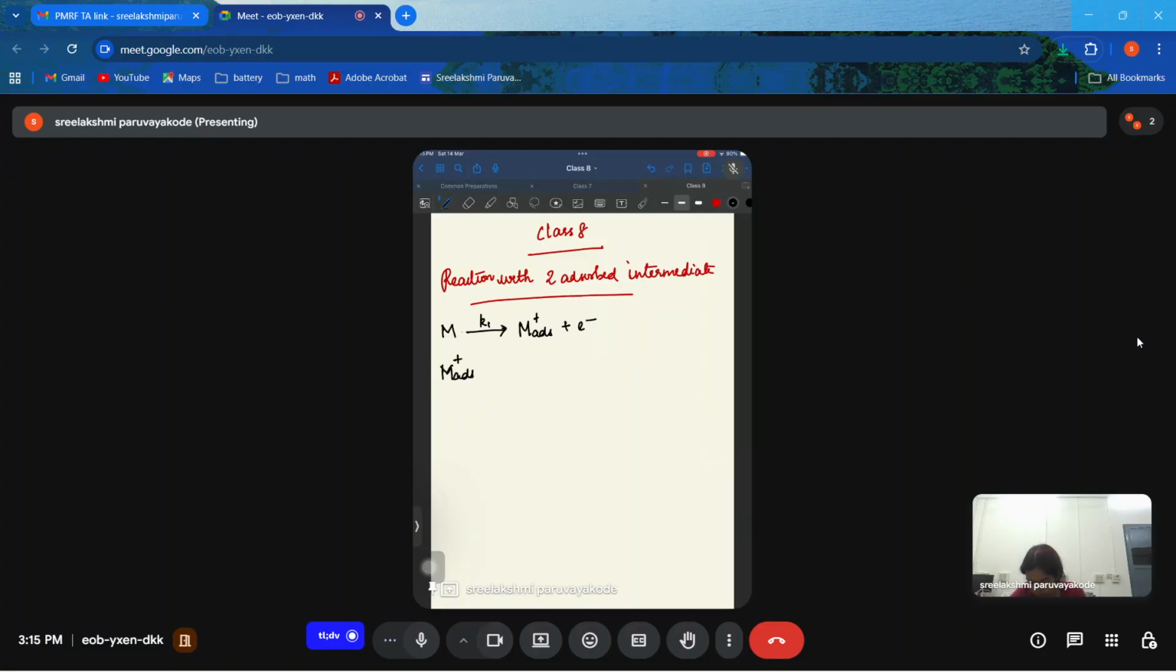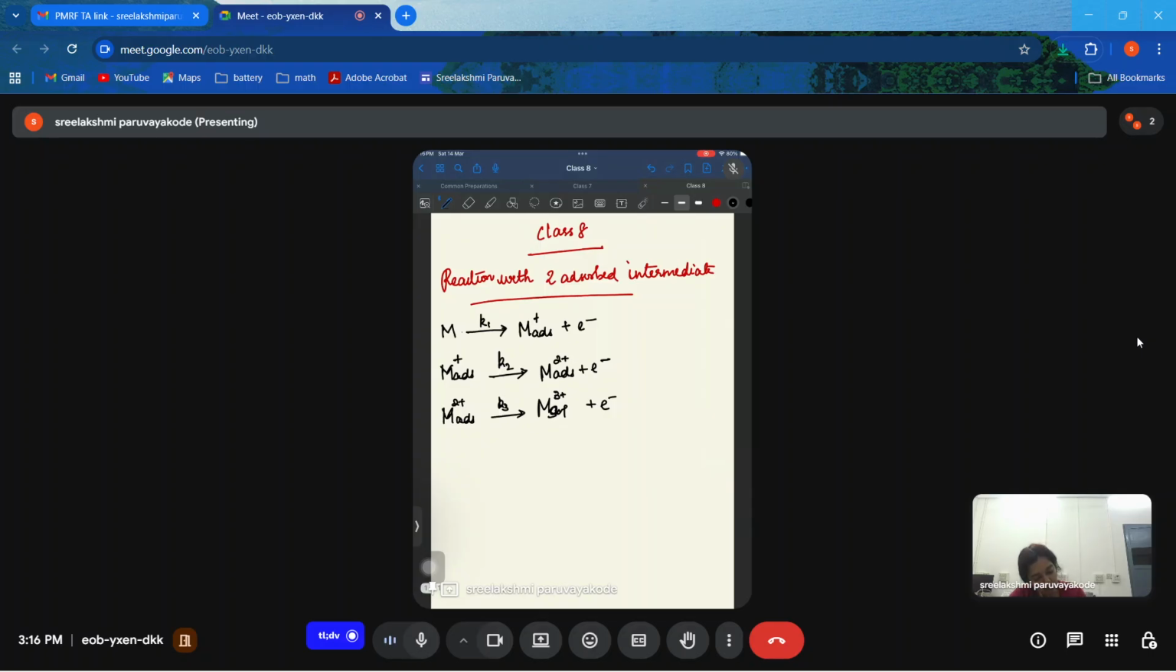In the second step, M adsorbed plus is consumed. It forms M adsorbed 2 plus electron. This involves consumption of the first adsorbed intermediate and the formation of the second electrochemical intermediate. So in the third step, M adsorbed 2 plus, with rate constant K3, goes into solution as M solution 3 plus electron.